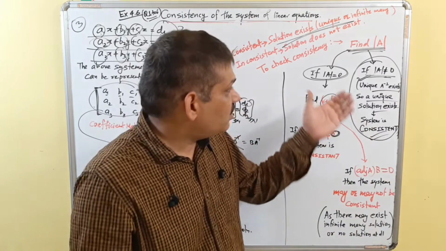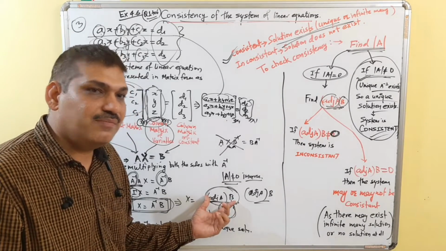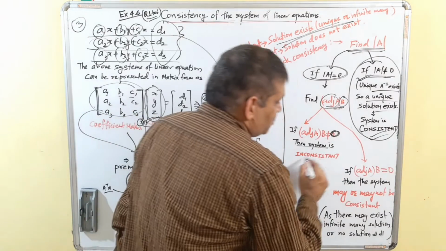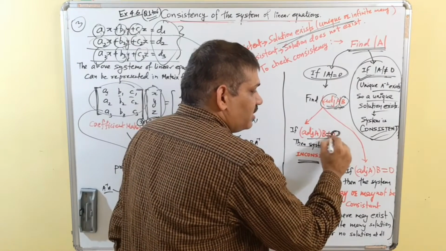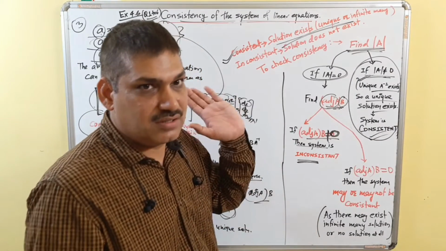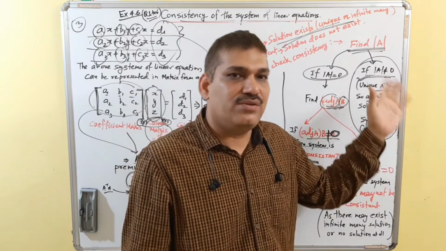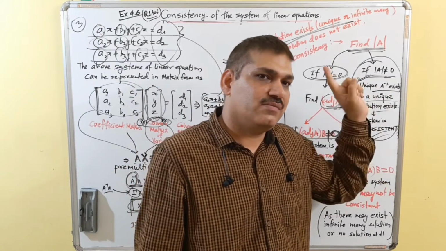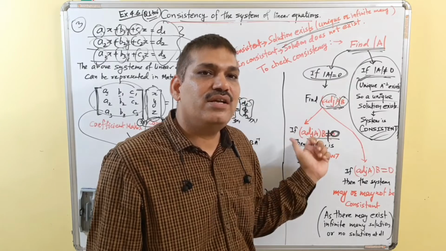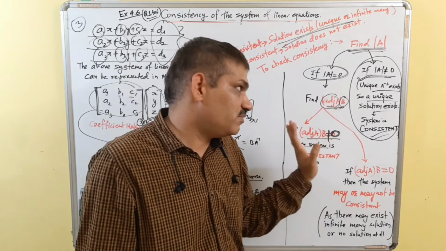That means if determinant A is 0 but adjoint A into B is not equal to 0, that means this quantity is not defined, that means the solution cannot be found, and the system is inconsistent. This is sure: whenever adjoint A into B is not equal to 0, the system is inconsistent. For determinant A not equal to 0, the inverse exists and a unique solution exists, that means the system is consistent. If determinant A is 0, then we find adjoint A into B. If adjoint A into B is a non-zero matrix, then the system is inconsistent.